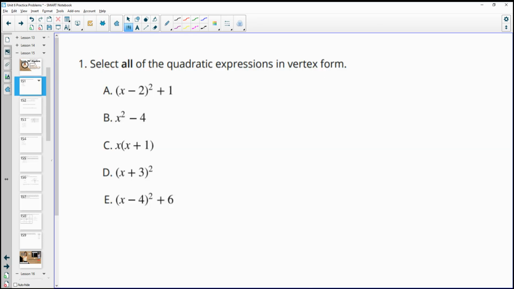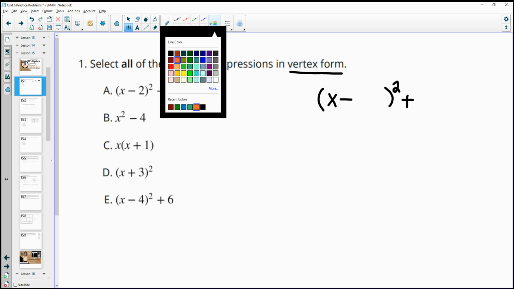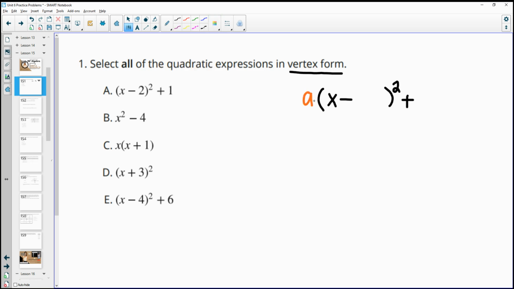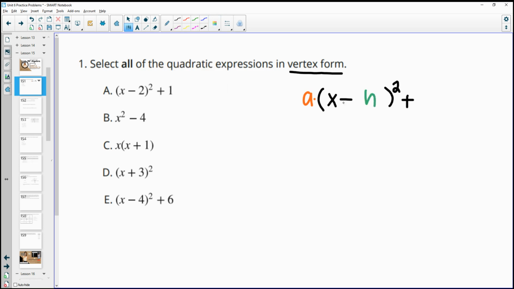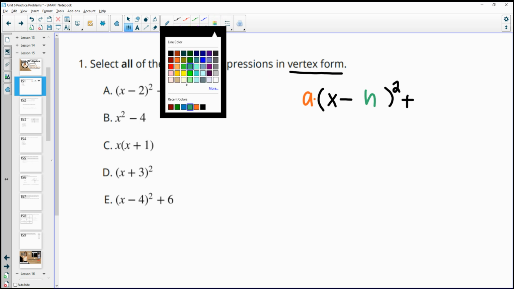Number 1, select all of the quadratic expressions in vertex form. So vertex form looks like this, where we've got, and I'm going to add some stuff in here in a second. So let me get this outlined. Where we've got possibly a number out front multiplied by our expression. We also might have a number on the inside. So x minus, and this could be plus or minus in here.